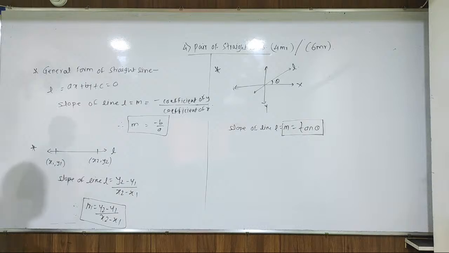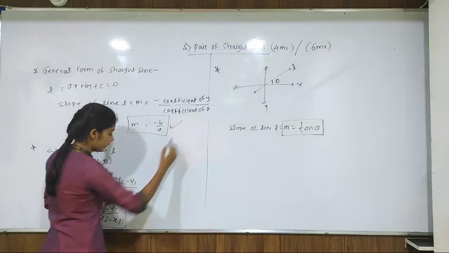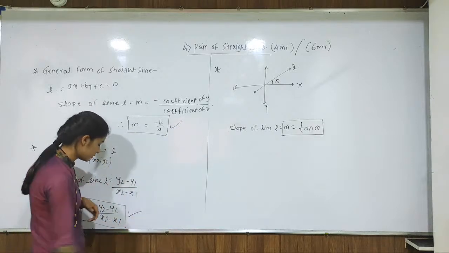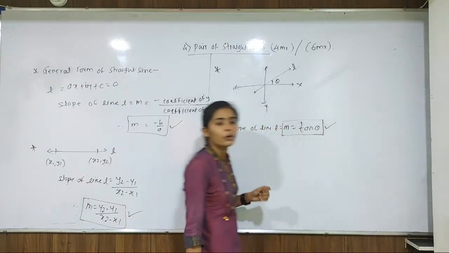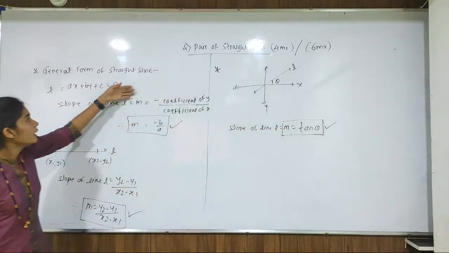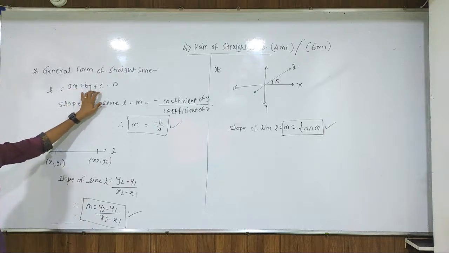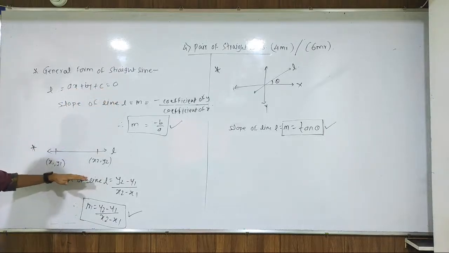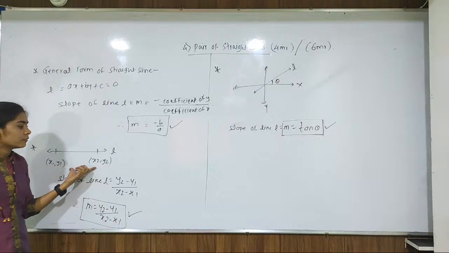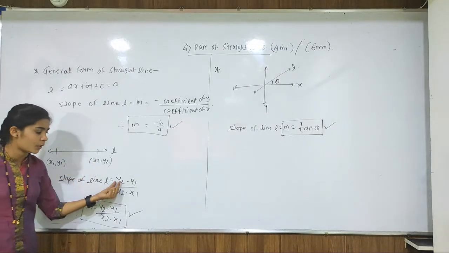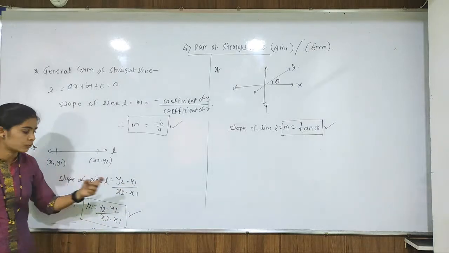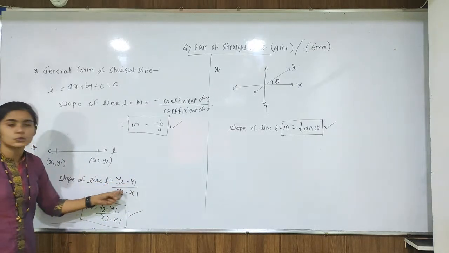So note down this. First one is minus b upon a. Second type is y2 minus y1 upon x2 minus x1. And third one is m is equals to tan theta. First one is for the general equation Ax plus by plus c is equals to 0. Second one is for if there is one straight line and on the straight line there are 2 points, then we will use this formula y2 minus y1 upon x2 minus x1, of both points.